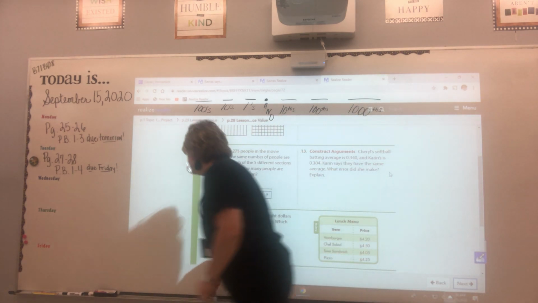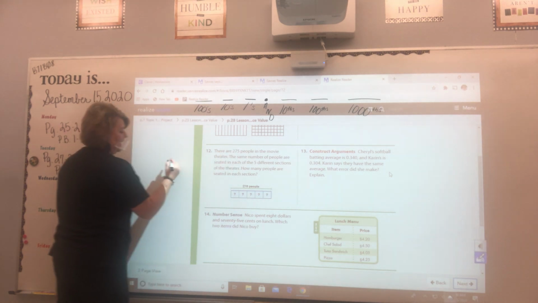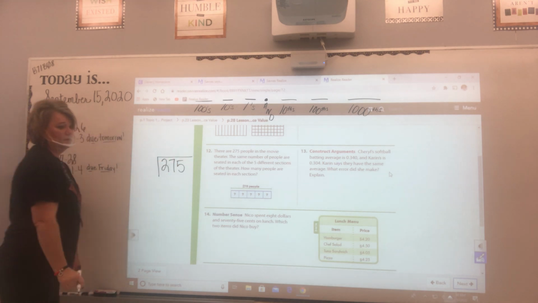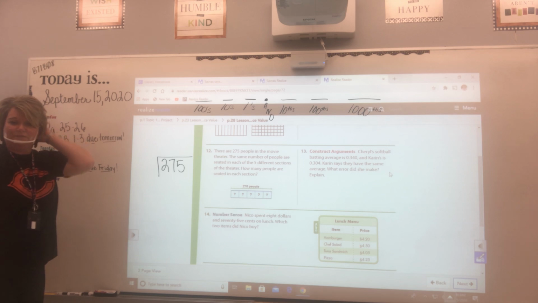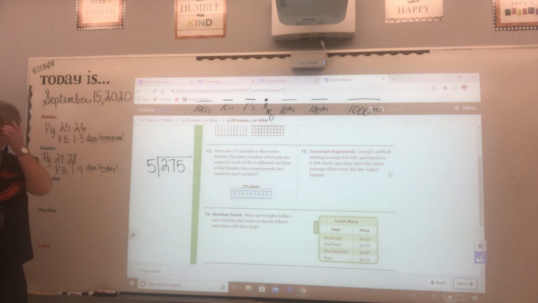So it's been a while since you've done division, so I'll help you. How many people do I have? 275. The 2 goes under the hood. Write this on your scrap paper. And how many sections am I putting you in? 5. So far, your paper should look just like my paper.